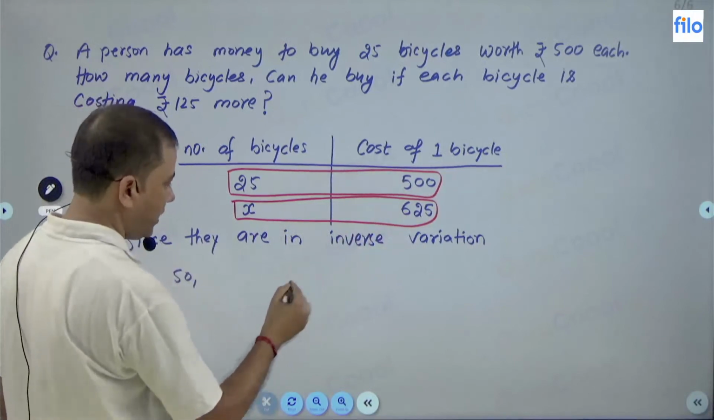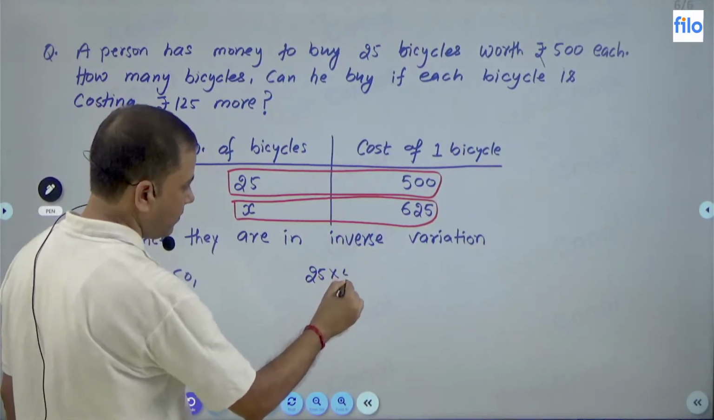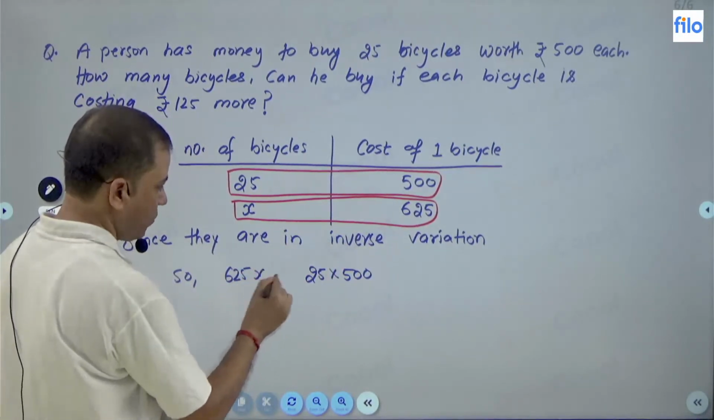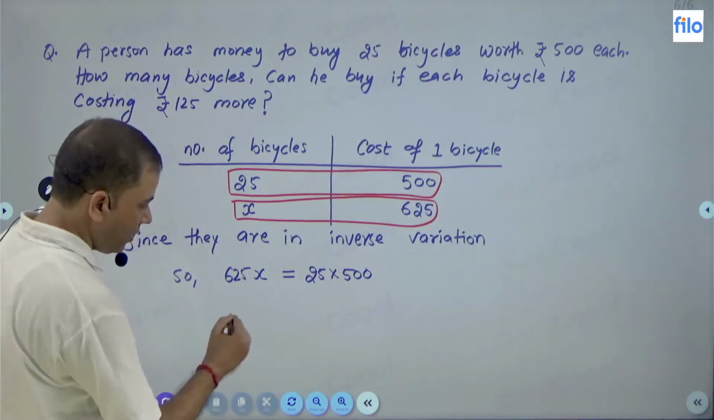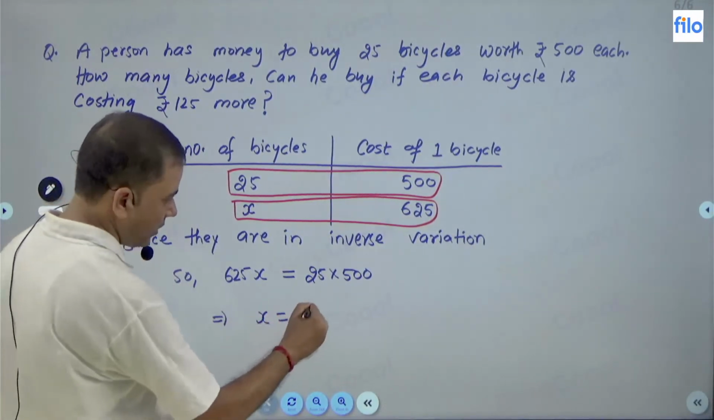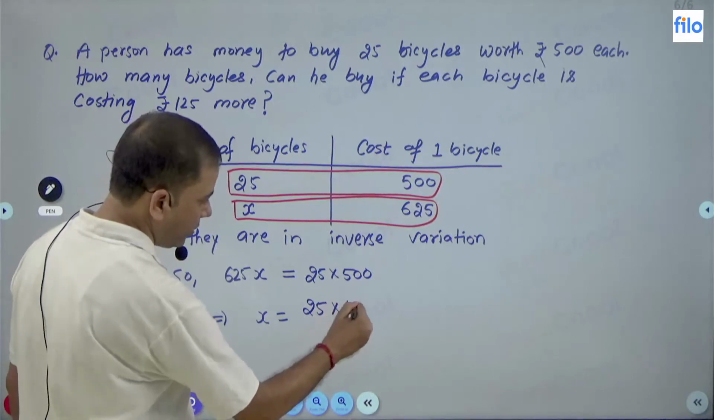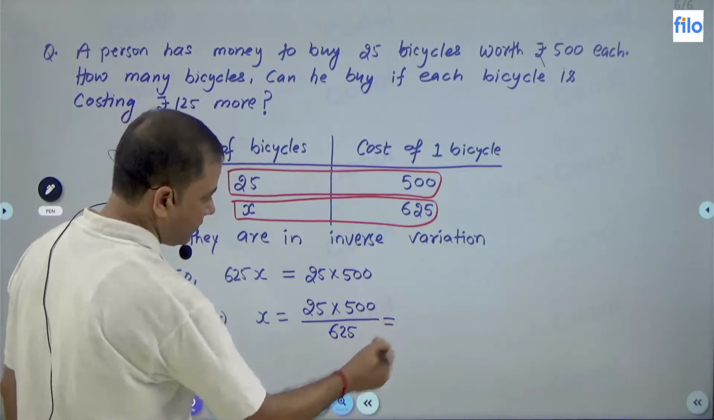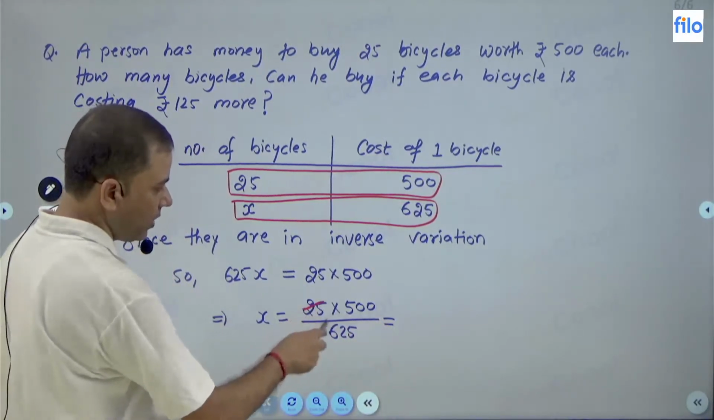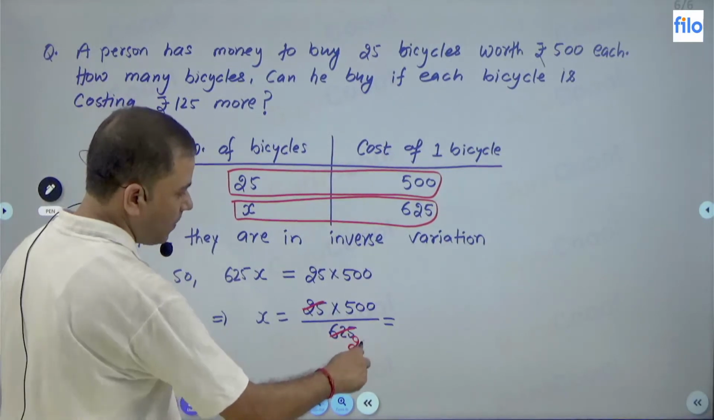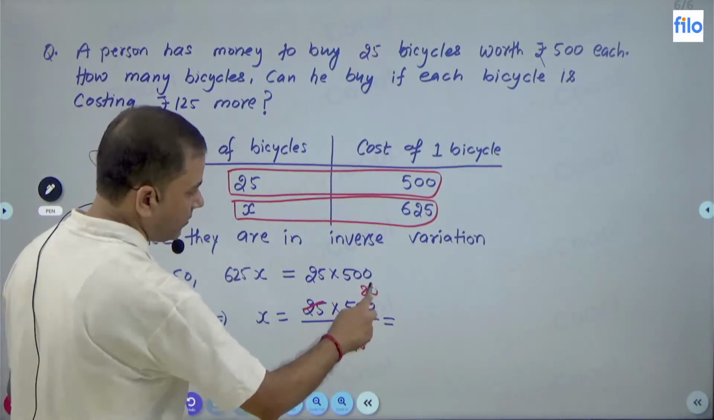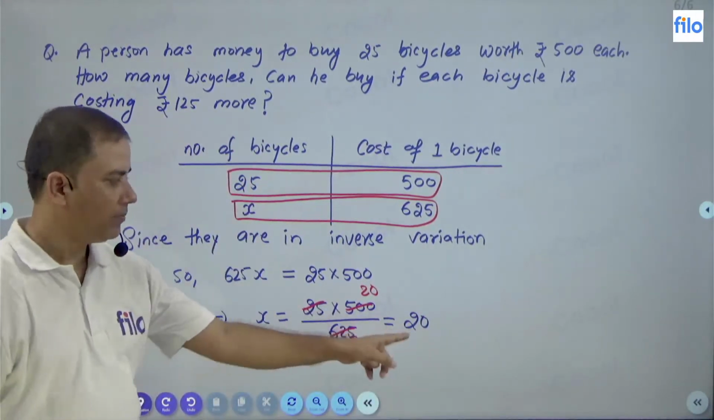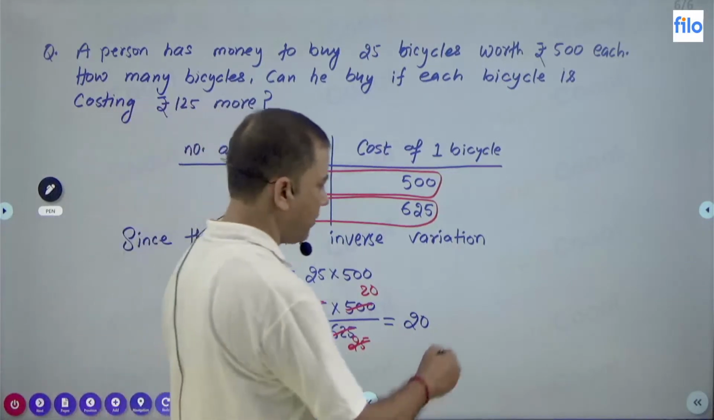25 into 500 and x into 625 will be equal. Now if you calculate x this way, you will get the answer 25 into 500 divided by 625. Cancelling, we get 20. So 20 bicycles, lesser than 25. Only 20 bicycles can be bought.